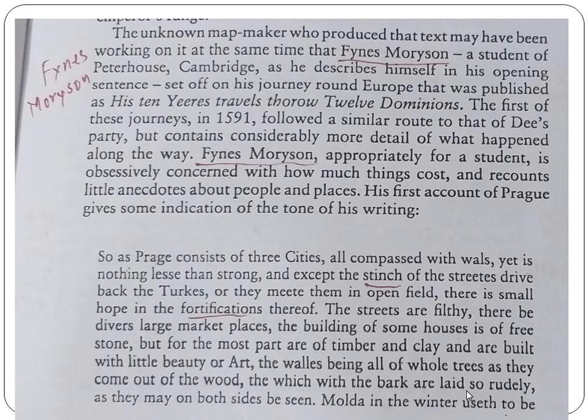And Prague consists of three cities, all compassed with walls, yet nothing less than strong except the stings of the streets drives, but black the Turks, and they meet in open field. So this is the description naturally we see at the beginning of a novel. নভেলের শুরুতে আমরা যেরকম দেখি যে একটা জায়গার বর্ণনা দিচ্ছে, সেরকম একটা বর্ণনা উনি তার বইয়ে লিখলেন। কোন বইয়ে? যে বইটার নাম হলো হিজ 10 years travels through 12 destinations.